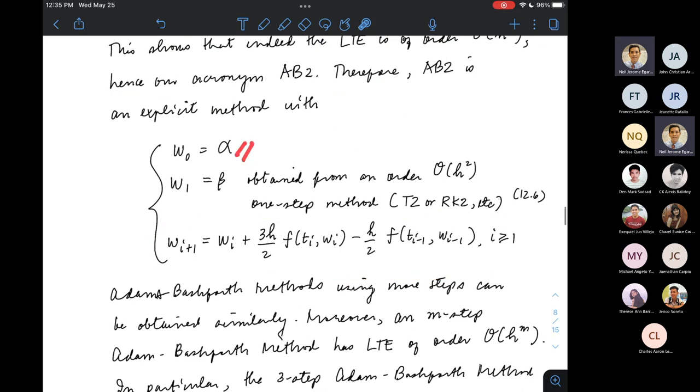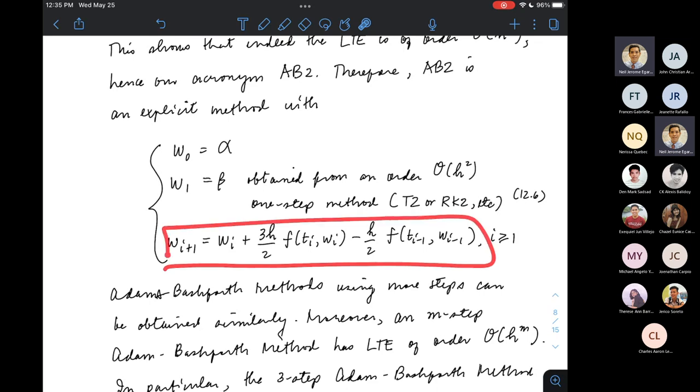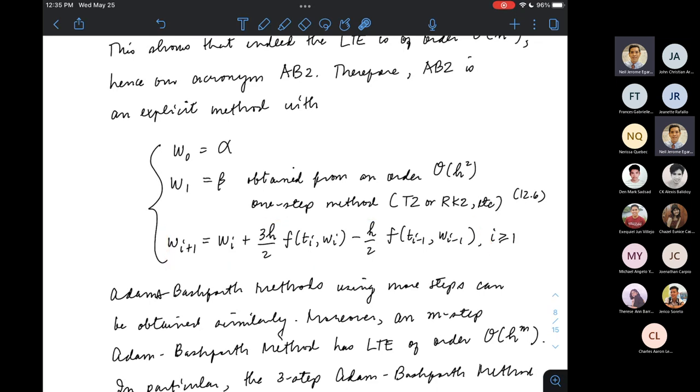And again, w sub 0 will be copied from the IVP given in the problem, so might as well use it. Now, w sub 1 cannot be computed using this formula, so kailangan nating mag-imbento o humanap ng estimate para sa value sa first time step. But again, since AB2 is of order 2, pwede akong gumamit ng kahit na anong one-step method of accuracy of order big O of h squared.